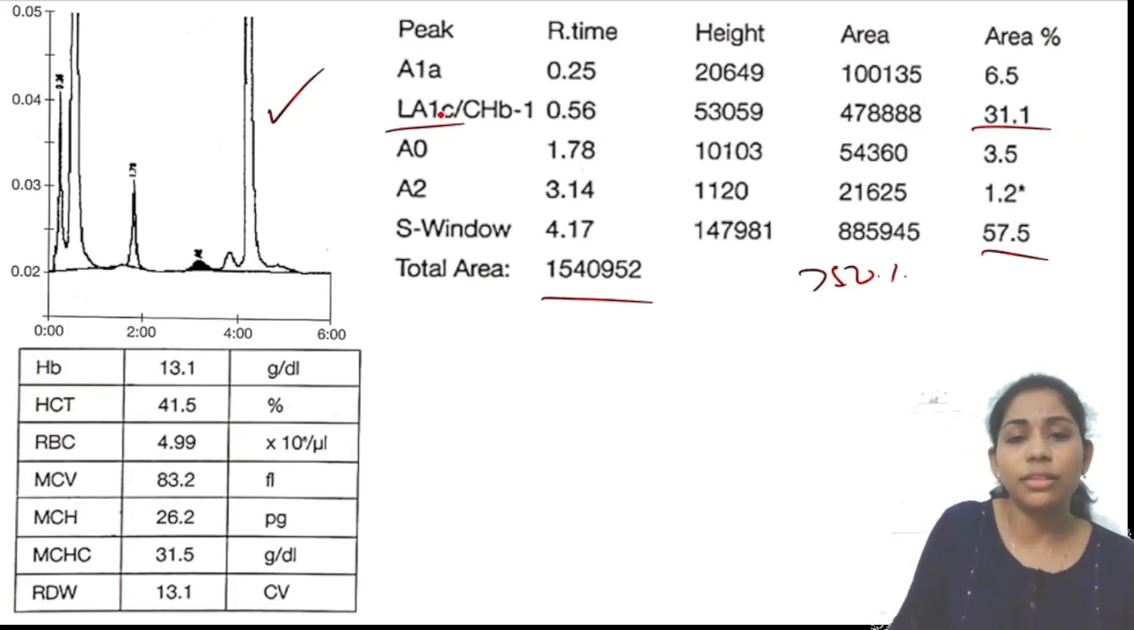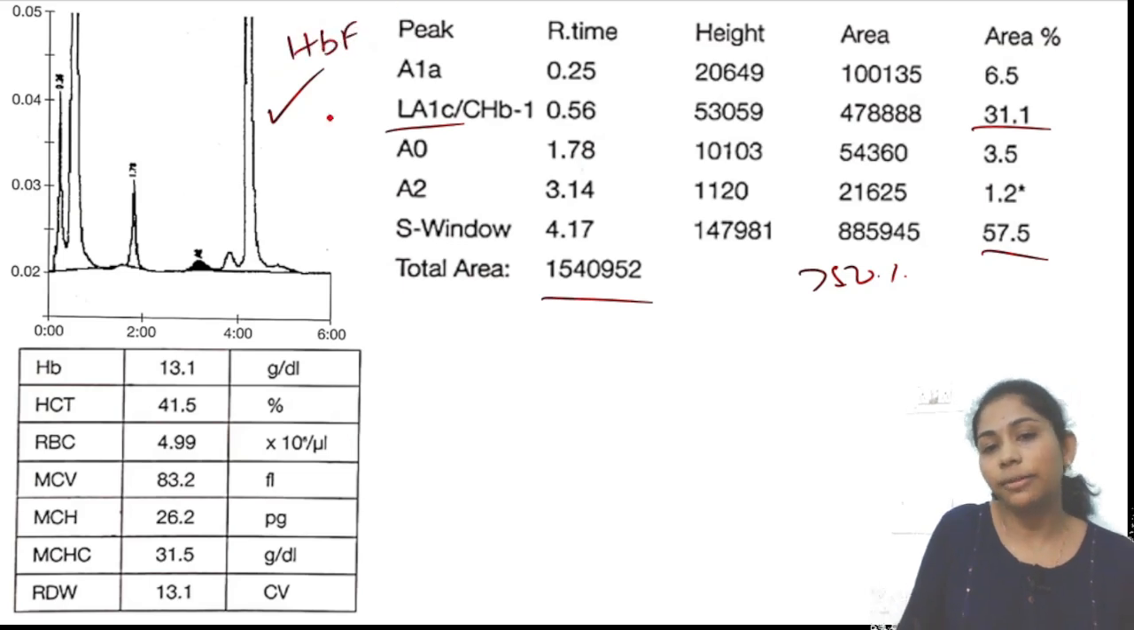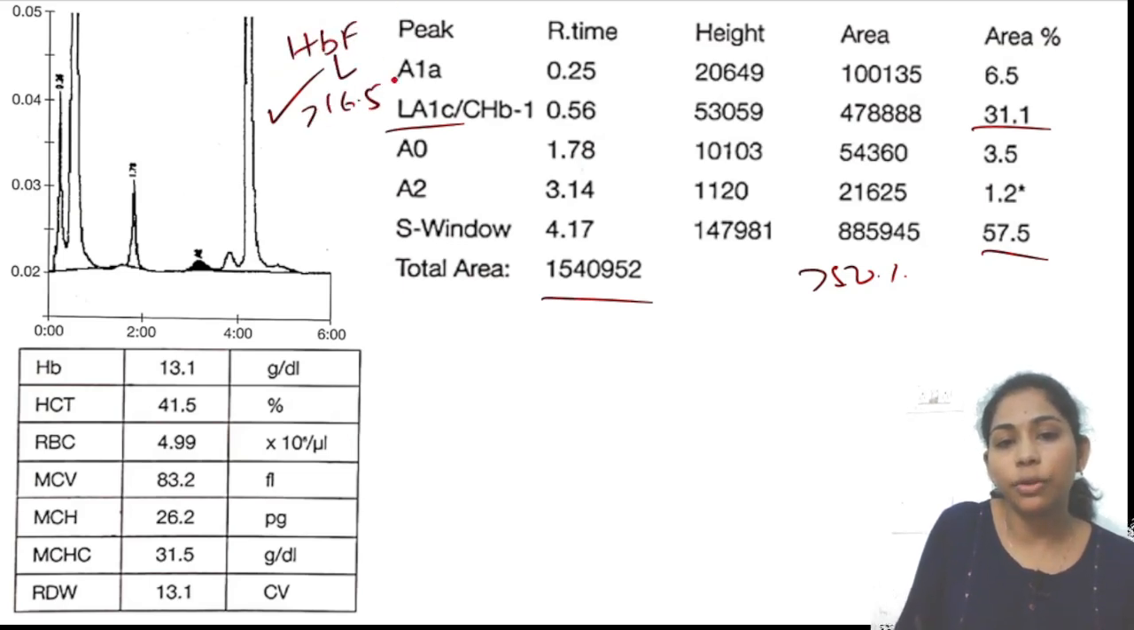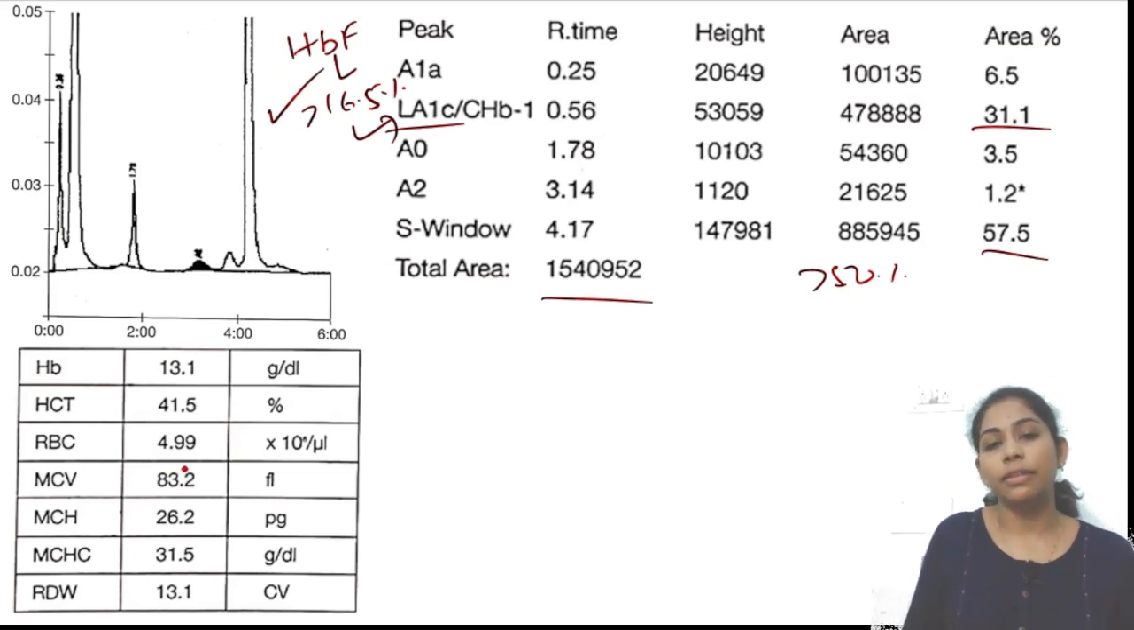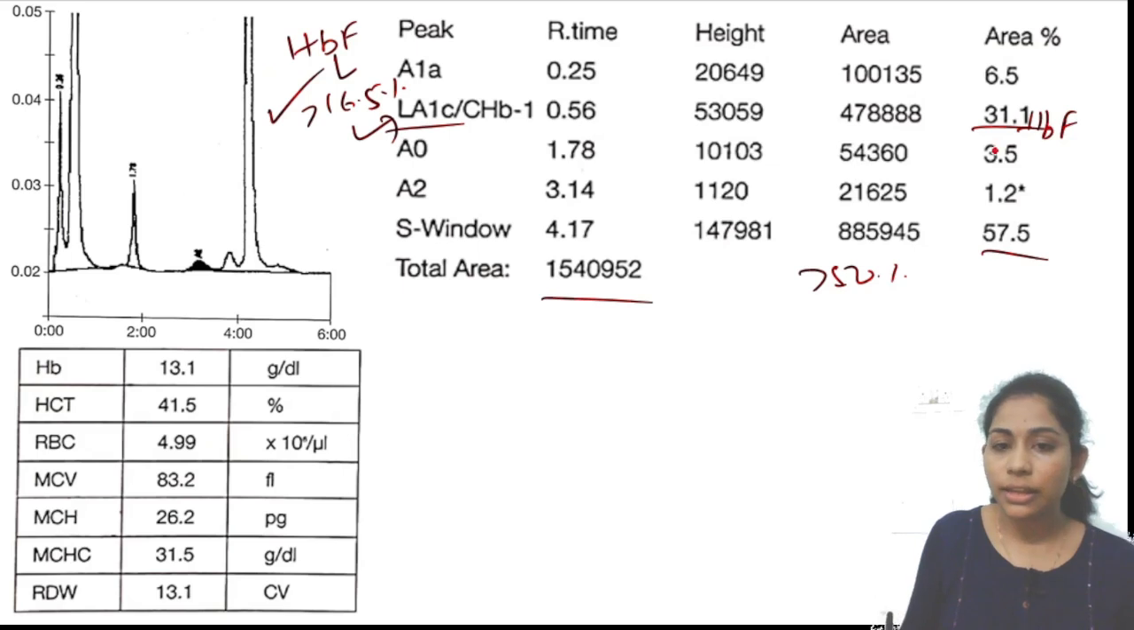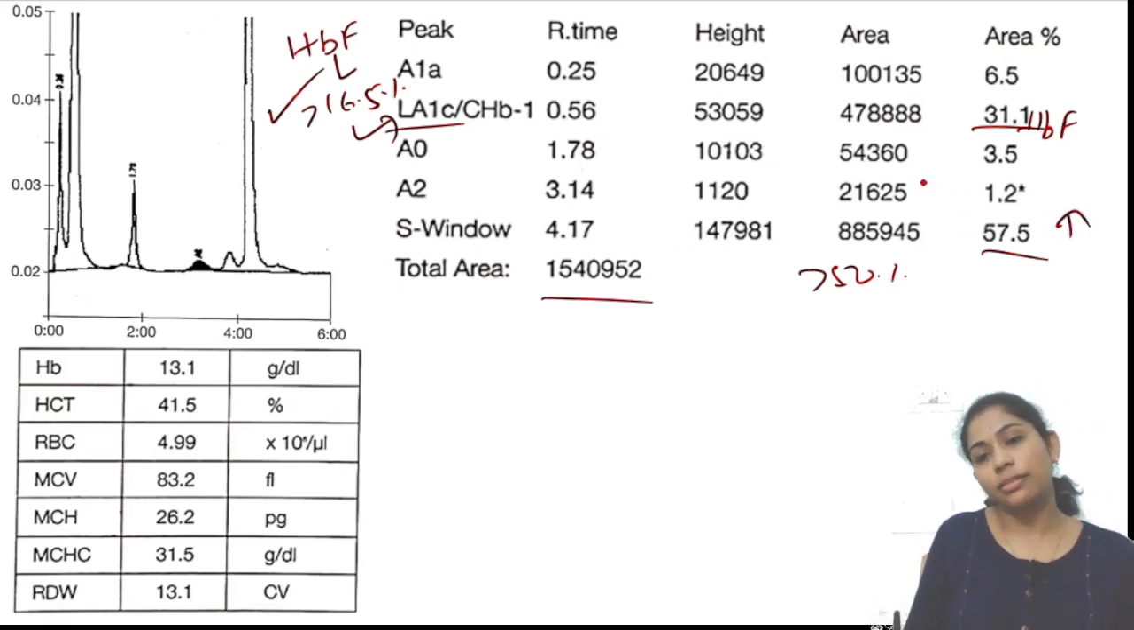L11C indicates, we just discussed before in the 2-3 plots, this is nothing but HBF, right? If the HBF is more than 16.5%, it elutes in the L11C window. So this is HBF. The HBF is increased, and again the S window is increased. So what is this? Again sickle cell anemia? Did I keep two slides of sickle cell anemia?